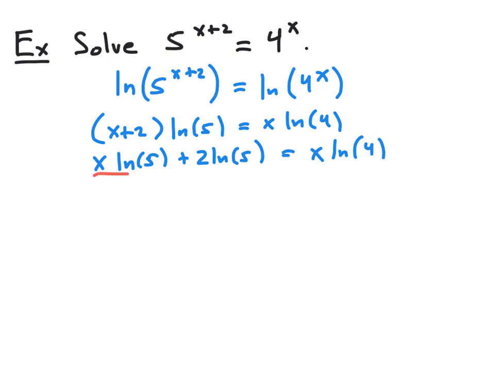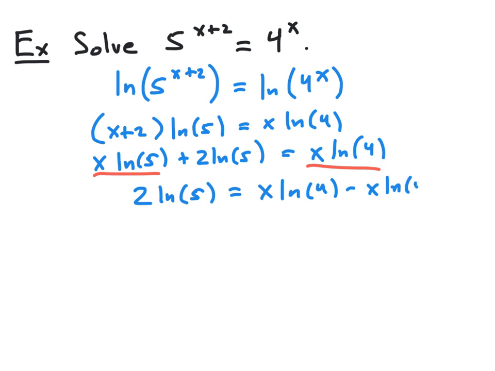We now see that we have two terms here with an x in them and one term without. And so the easiest way to deal with this is to move all of the x terms to one side. In this case, I might move them over to the right side of this equation. And so what we're left with on the left side is just 2 natural log 5. And on the right, we have x natural log 4 minus x natural log 5. We can then factor out an x from the right-hand side.